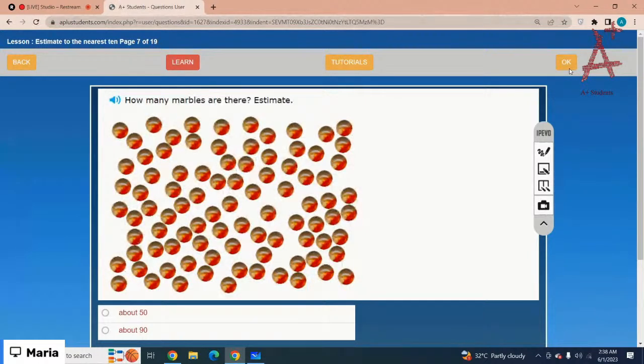Okay, how many marbles are there? About 50 or about 90? Which is the correct option? They are more than 50, not 50, so they are about 90. The correct option is about 90.